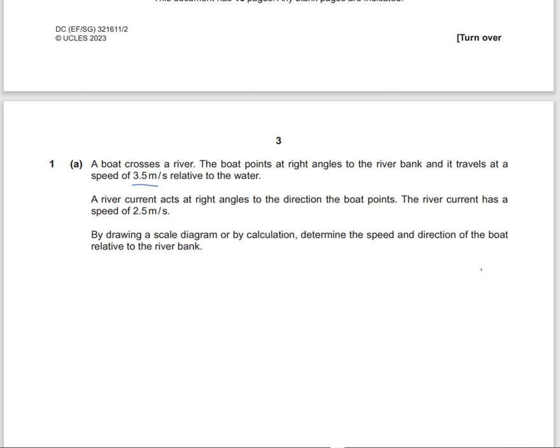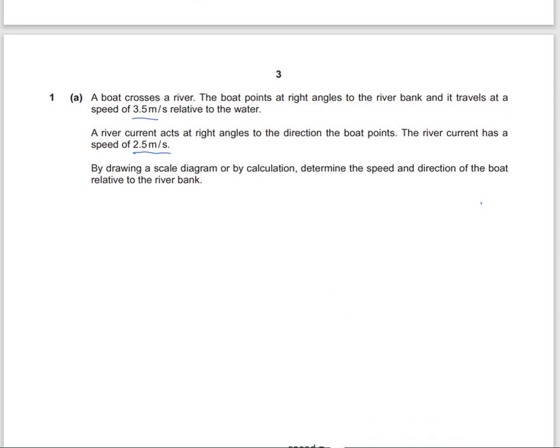We also have the river current acting at right angles to the direction of the boat, and the river current has a speed of 2.5 meters per second. By drawing a scale diagram or by calculation, determine the speed and the direction of the boat relative to the river bank. So of course let 1 centimeter represent 1 meter per second.